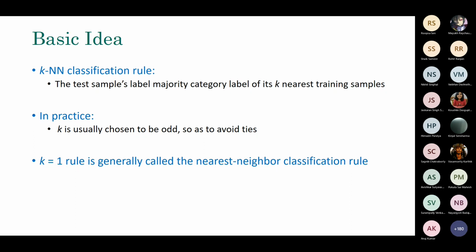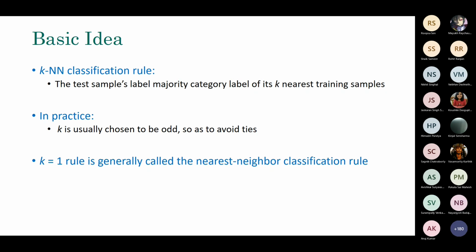And by definition, when k is equal to 1, that means you are only choosing the closest neighbor. This is called the nearest neighbor classification rule. Instead of k higher than 1, you basically choose the closest neighbor, and depending upon that, you can simply say, okay, this is going to be my label.